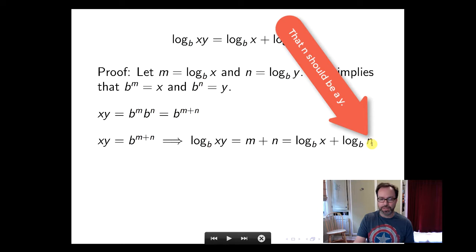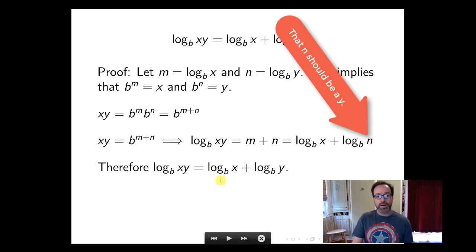That's supposed to be a y right there. Sorry. So therefore, log base b of x times y is equal to the log base b of x plus the log base b of y. So that's the proof of the first property. And that may seem a little rough the first time that we go through it, but what you're going to see is that this idea is going to be what gets us the rest of these properties.